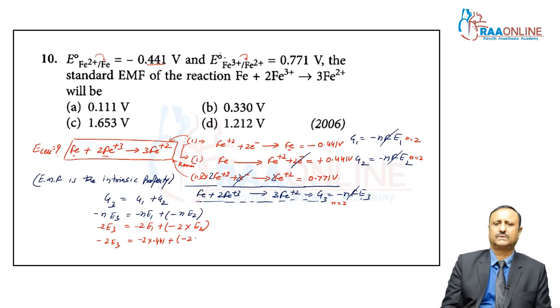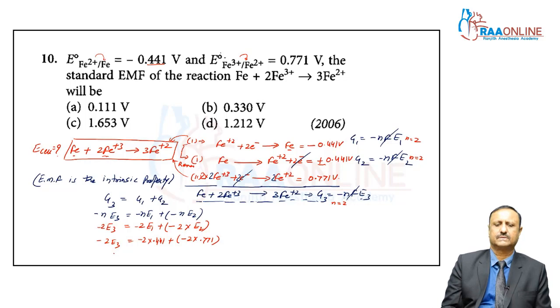Here you can put the 2 into values of E2. What is the value of E2, my dear students? Here this is the reverse, so minus is converted into plus. So yes, you can write here plus 2 into E2. What is the value of E2? 0.771. You can put the value of 0.771.